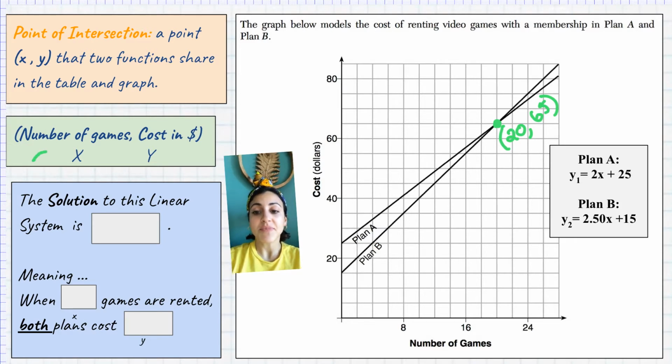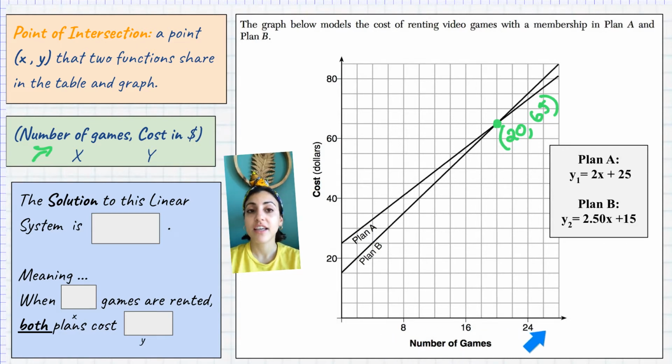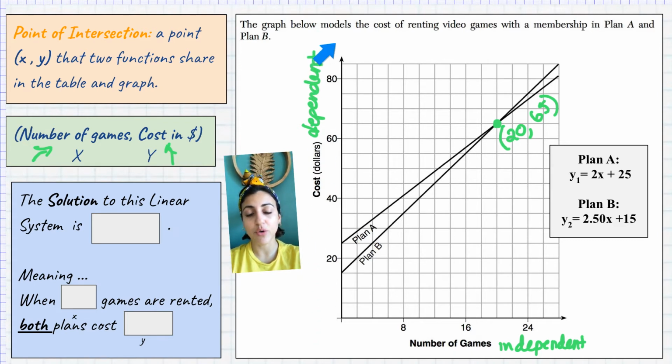So the x here is going to be the number of games, and I see that because it's labeled on the horizontal axis. That would be the first thing in that order for that coordinate, is always on the horizontal axis. So number of games is 20. And then on the y-axis, it's cost in dollars. Okay, so that's the second part of the coordinate. It's always going to be whatever's labeled on the vertical axis. Great, so now I know, in general, any point along either of these lines is number of games and cost in dollars. Okay, so now I can record the solution.